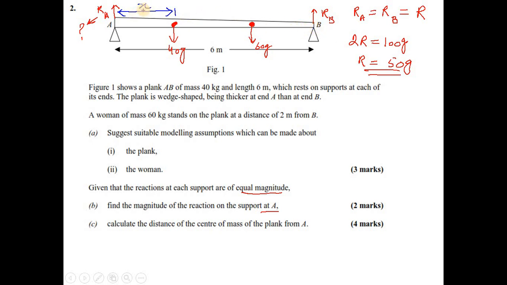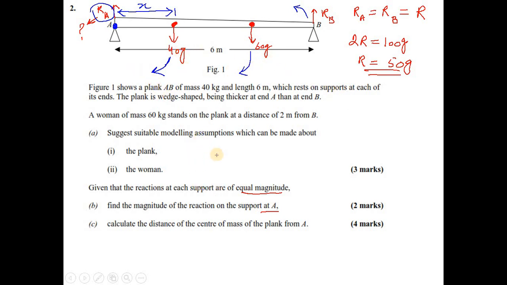So because we need to find X, let's just take A as a pivot, because if you take A as a pivot, there will be no moment due to RA. We would have only moment due to 40G, 60G and RB. RB we already have the value 50G. So with A as a pivot, you can see that the 40G is going to produce moment about A like that, and it is a clockwise moment. 60G is also going to rotate clockwise, so we have 2 clockwise moments, and RB is going to produce a moment which is anti-clockwise. So we have 1 anti-clockwise and 2 clockwise moments.